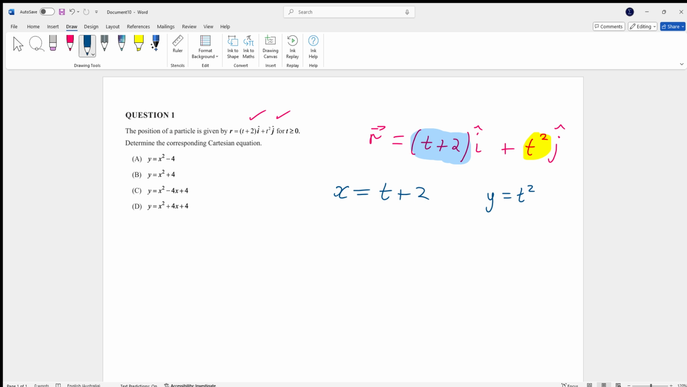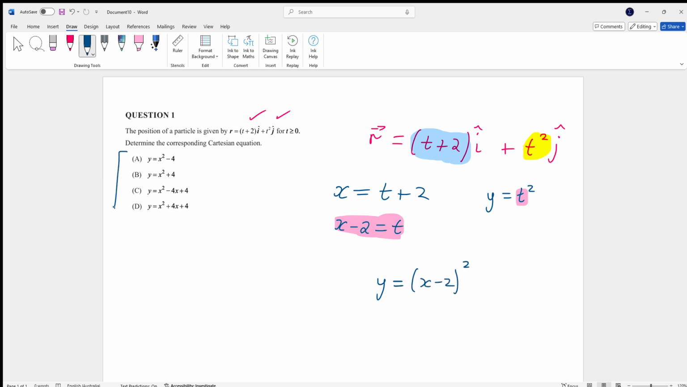Now our job is to cancel out this parameter t, because the Cartesian equation just has x, y, and if it's 3D, z as well. So here we want to get t by itself, so we can substitute this into the y equation. If I move the 2 across, you'll have x minus 2 is equal to t. Then we just replace t wherever we see it, so we'll get y equals x minus 2 all squared.